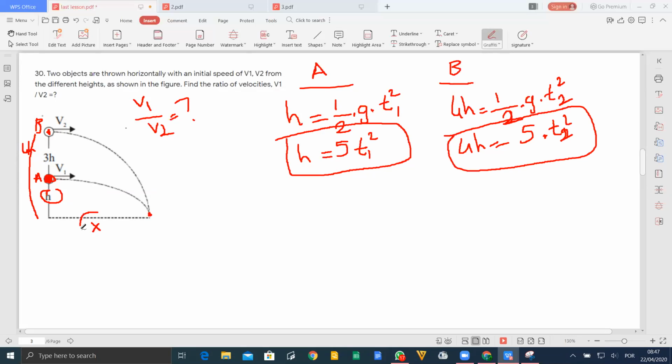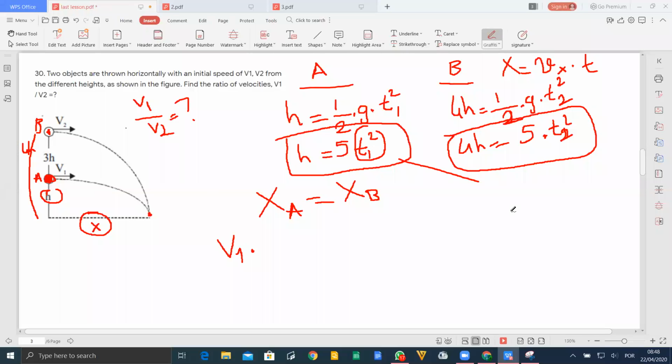So the second thing, what is the same for A and B? Their range A and range B are equal to each other. So what's the formula for the range? Isn't that horizontal speed times time? So let's apply this rule for both. For A, we can say okay, V1 times the time taken is here, right?